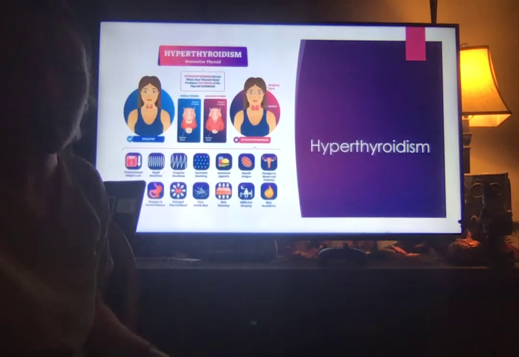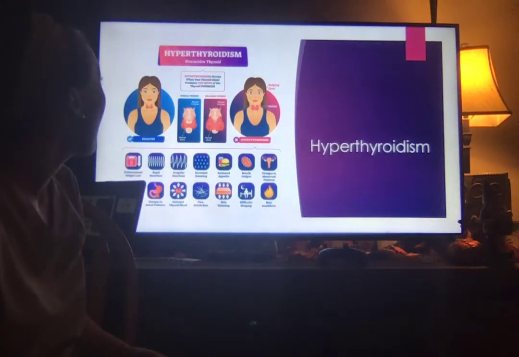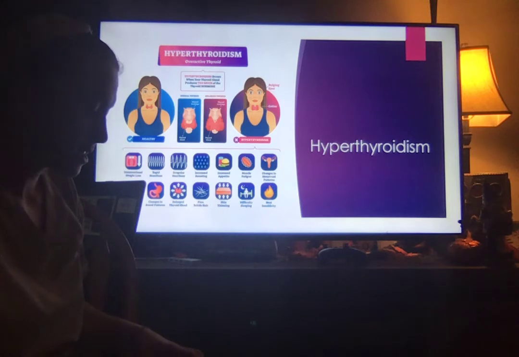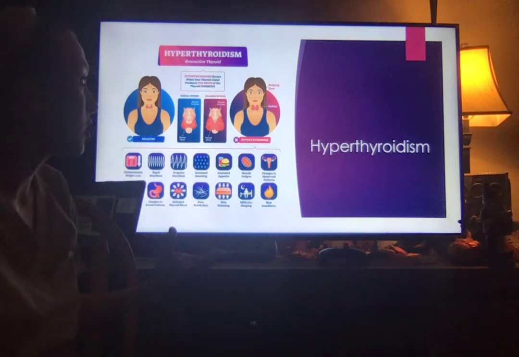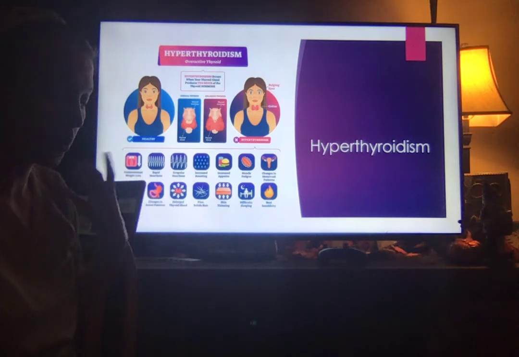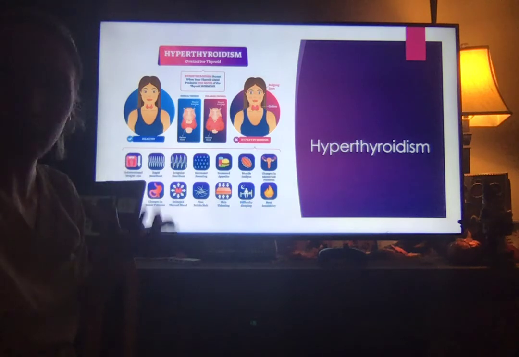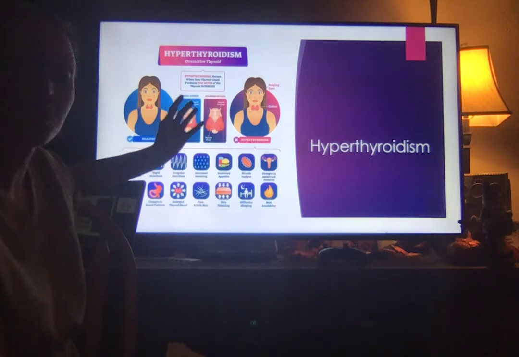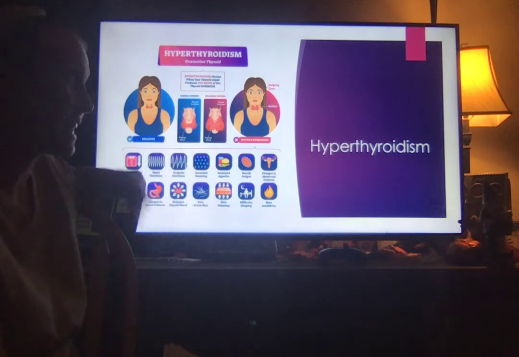For hyperthyroidism, the most common type is going to be your Graves' disease. And this is the most common, along with thyroid nodules, which also include goiters and thyroiditis. And this is whenever your thyroid produces too much T3 and T4, so your TSH is going to be low because it doesn't need to produce.